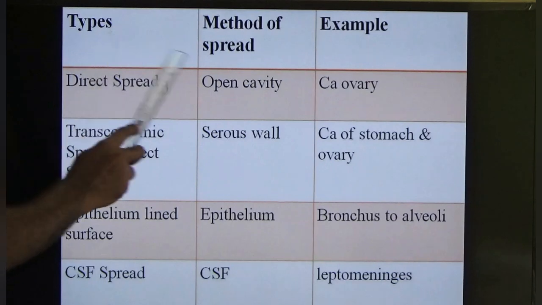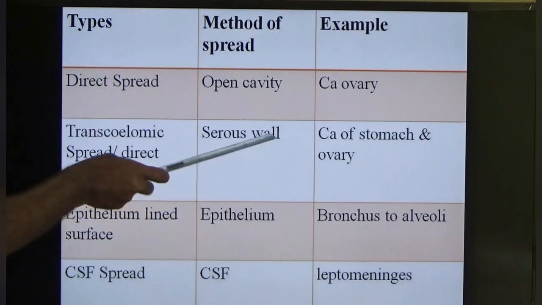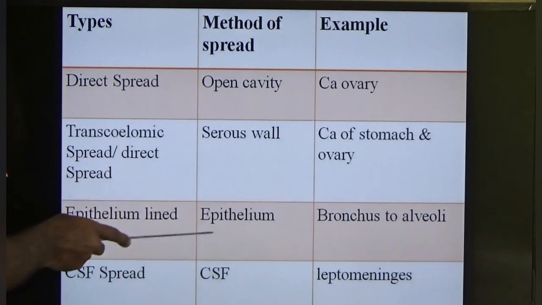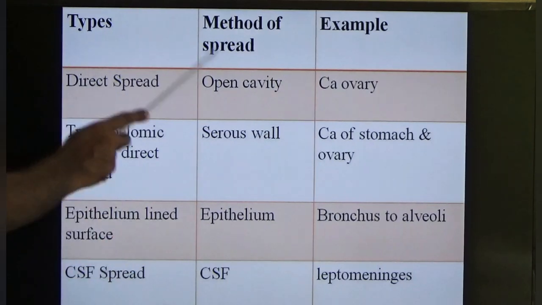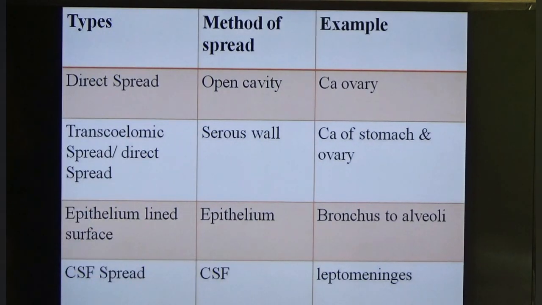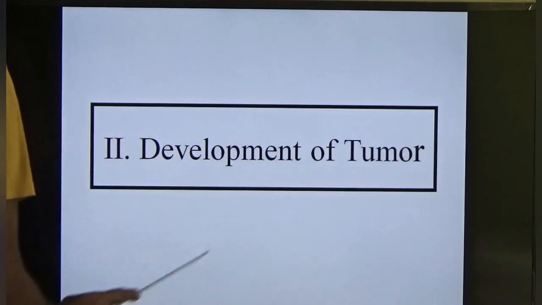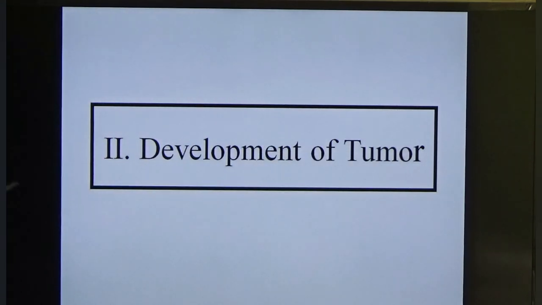Number one is differentiation, number two the rate of growth, third is local invasion, and fourth is metastasis. All of these are the more common characteristics of malignancy. Now we will go to part 2, the development of the tumor: how the tumor develops in the human body.